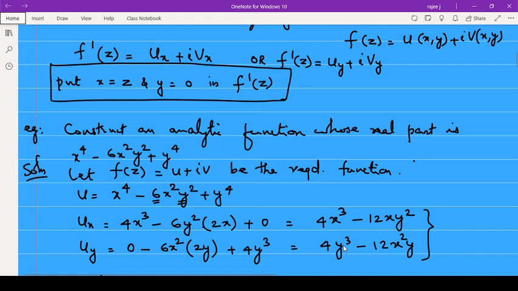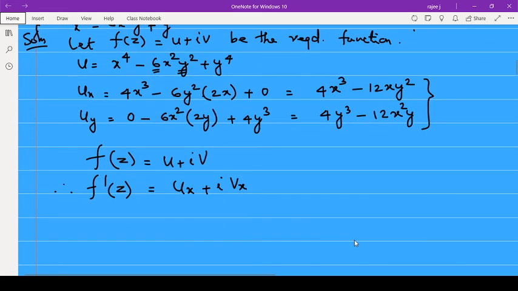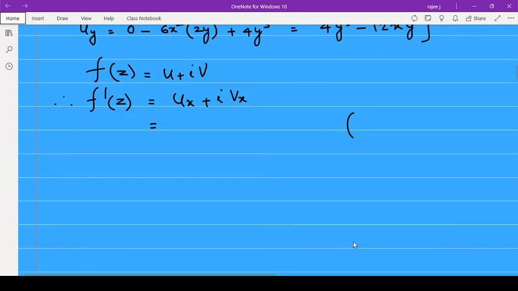So construct an analytic function. We assume that f of z is an analytic function. Then, since f of z is an analytic function, by CR equations, what we can write is ux is equal to vy and uy is equal to minus vx, using the Cauchy-Riemann equations. Because f of z is analytic, ux equals vy and uy equals minus vx.